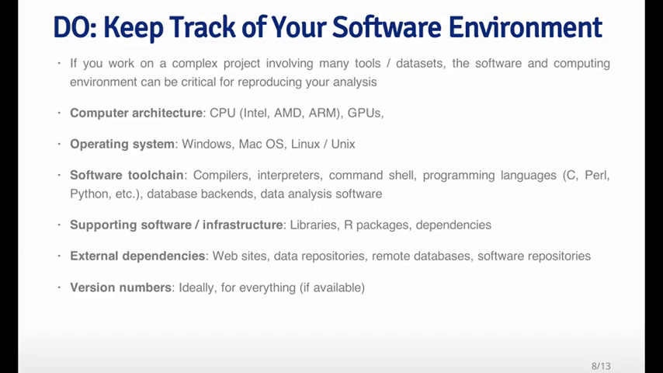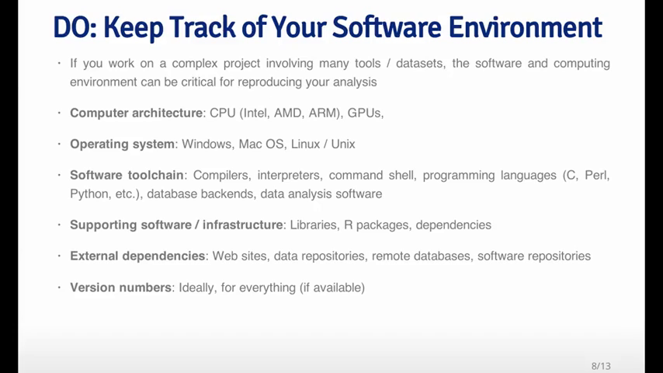Your software toolchain is very important, and typically you'll be using lots of different pieces of software. Some of it will be standard. For example, the web browser, pretty much everyone will have a web browser. But things like compilers and interpreters, the shell that you're using, like the bash shell, different programming languages that you use, C, Perl, Python, R, whatever it is. If you're using different database backends, it's important to know which ones you're using, any data analysis software. All these things should be noted because if someone wants to reproduce what you've done, they're going to have to reproduce this entire environment, all the compilers that you use, etc. And so that's very important to keep in mind.